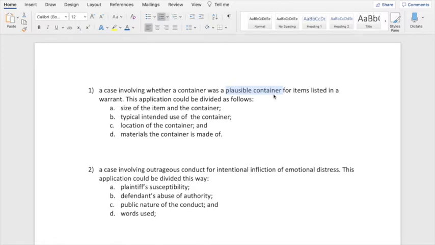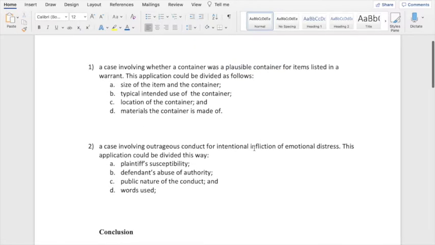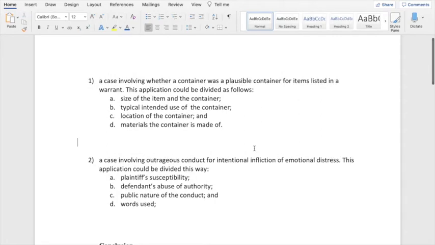Or let's go back to our common example of a case involving outrageous conduct, the outrageous conduct element, for intentional infliction of emotional distress. The writer could divide up the application into categories based on some of the factors, so there could be a paragraph about the plaintiff's susceptibility, the defendant's abuse of authority, the public nature of the conduct, and the words used.